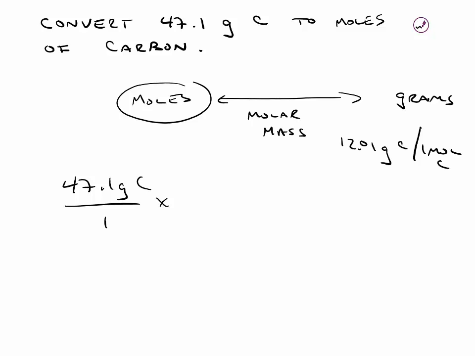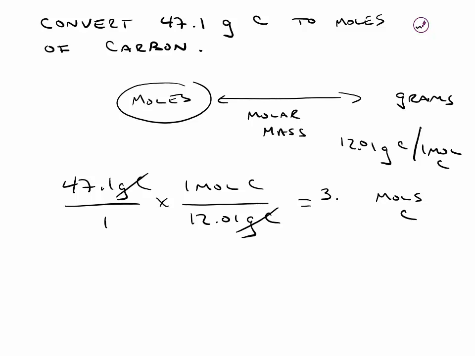I'm going to flip it so that the moles are in the numerator of my conversion factor. So 1 mole of carbon over 12.01 grams of carbon. And this way, using dimensional analysis, when I multiply by that conversion factor, the grams of carbon cancel, and I am solving for what the problem asks for, moles of carbon. And after I plug this into my calculator to 3 significant figures, I got 3.92 moles of carbon.